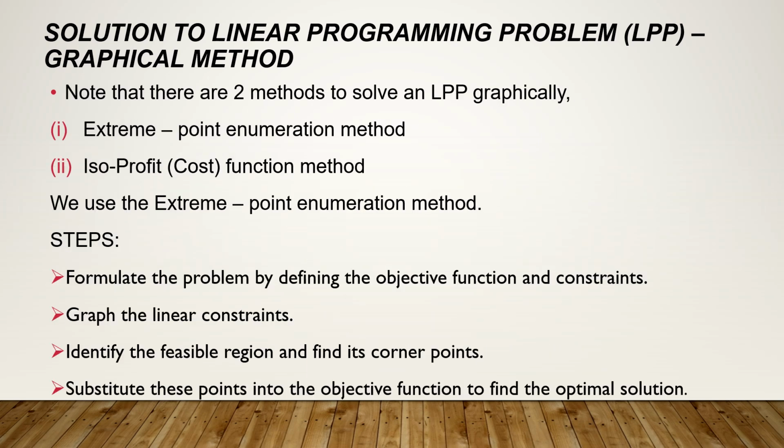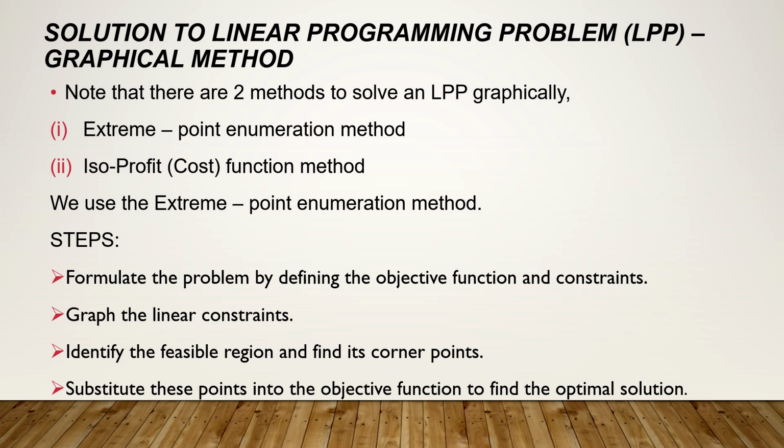Now for using the graphical method, actually, there are two graphical methods: the extreme point enumeration method, also called the corner point enumeration method, or the iso-profit or cost function method. We are going to use the extreme point method. The steps in simple language: first, you formulate the problem by properly defining your decision variables, objective function and constraints. Then you just graph the linear constraints. You know how to plot a line.